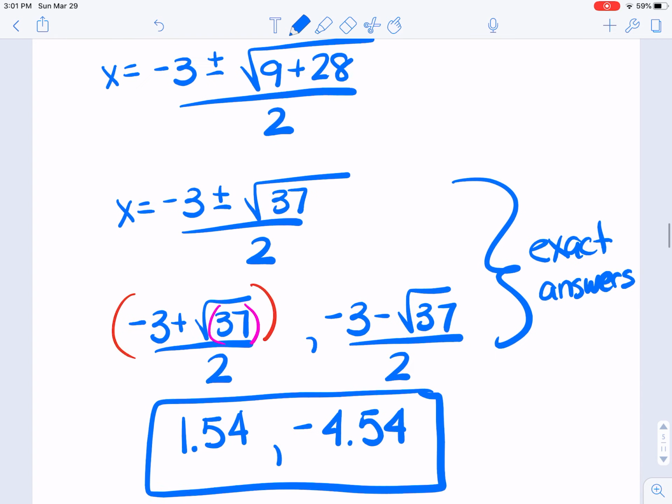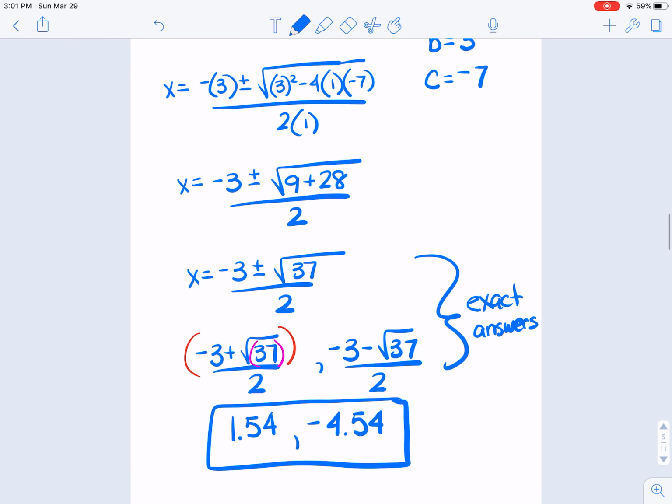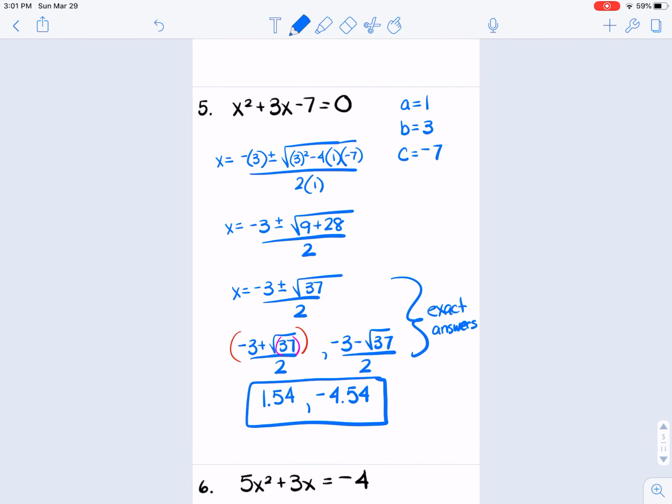Now, when you go to check this, if you were somebody who checks your answers, if you went back and plugged in 1.54 and negative 4.54, you're going to get very close to 0 because those are rounded answers. You're not going to get exactly 0 because they're rounded. The only way you would do that is if you plugged in those exact answers.